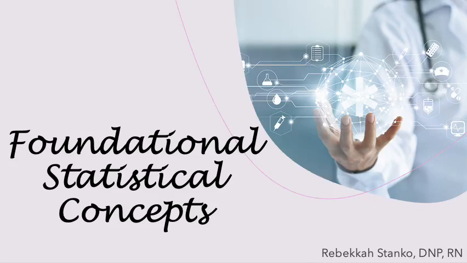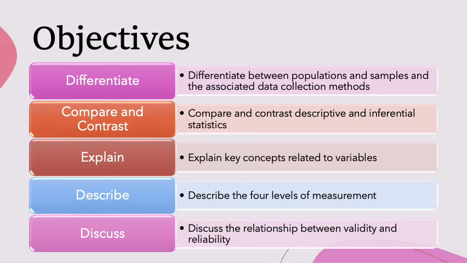In this lecture, we are going to discuss the basic fundamental statistical concepts that are essential to interpreting and informing statistical analysis. Understanding of these concepts is essential for determining the appropriate statistical strategy when developing or analyzing research or evidence-based practice. Following this lecture, students should be prepared to differentiate between populations and samples and the associated data collection methods, compare and contrast descriptive and inferential statistics, explain key concepts related to variables, describe the 4 levels of measurement, and discuss the relationship between validity and reliability.